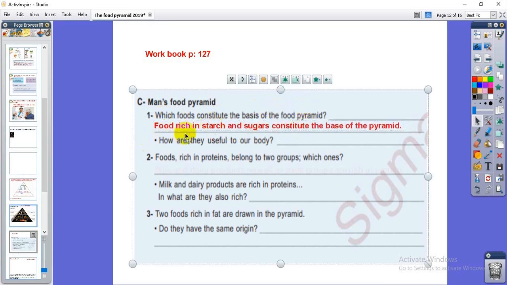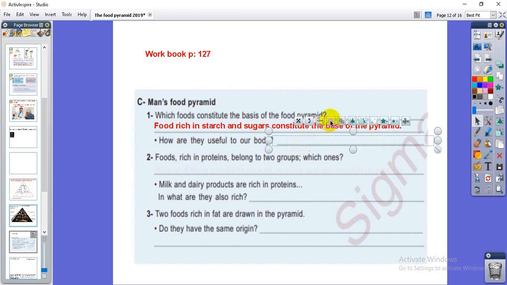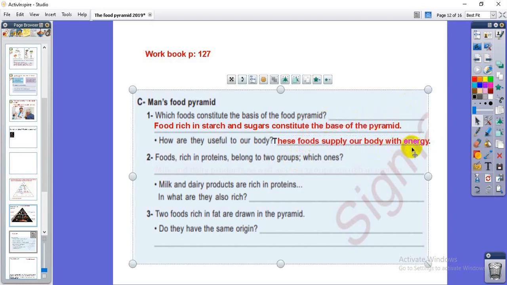So food rich in starch and sugars constitute the base of the pyramid. Very good. How are they useful to our body? Do you remember the importance of starch and sugars to our body? Of course you do. These foods supply our body with energy. Now, question 2. Foods rich in proteins belong to two groups. Which ones?